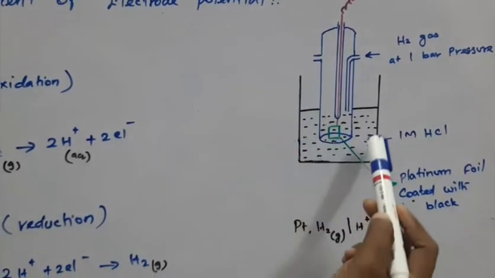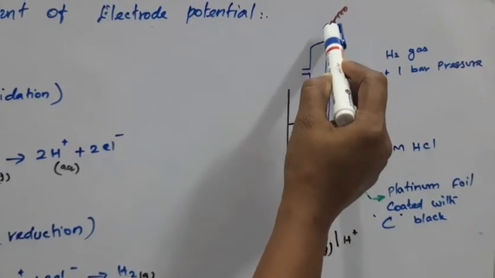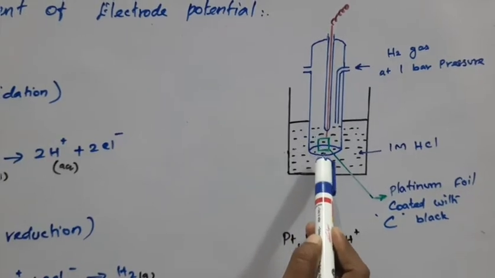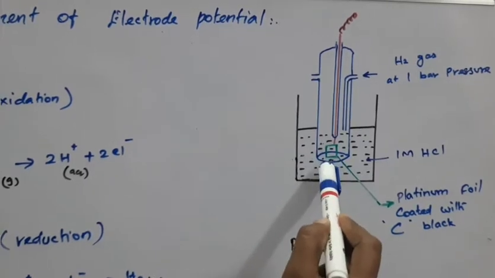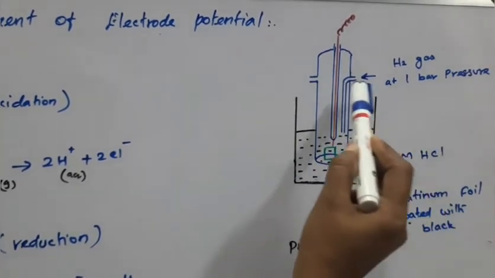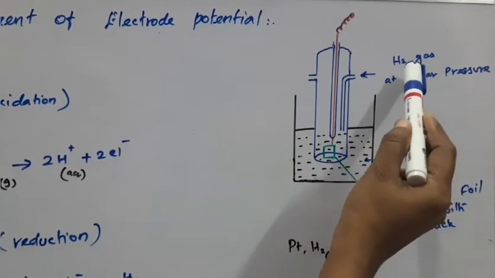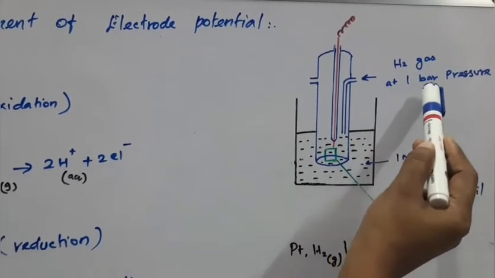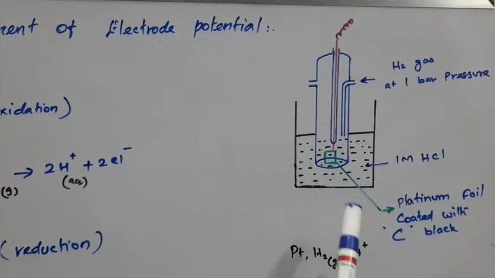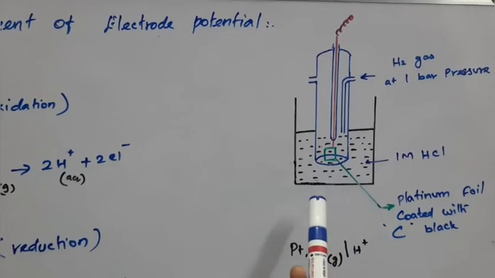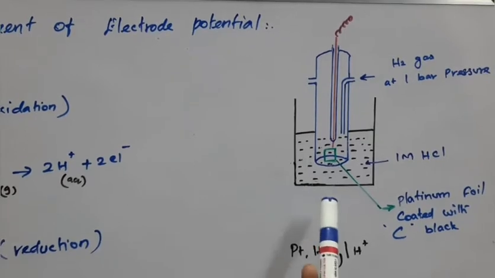Take this container, in which an inverted glass tube is present. Inside that inverted glass tube is a platinum foil coated with carbon black. This platinum wire is dipped in 1 molar HCl. The glass tube also contains one outlet for passing hydrogen gas at 1 bar pressure. This standard hydrogen electrode may act as an anode or as a cathode, because it is an inert kind of electrode. Inert means no reactions take place on the electrode itself.